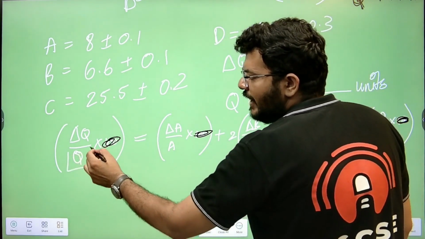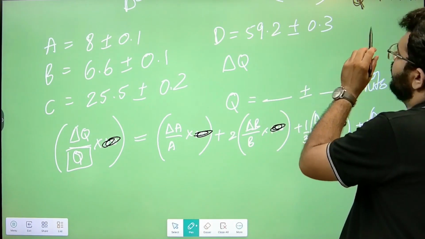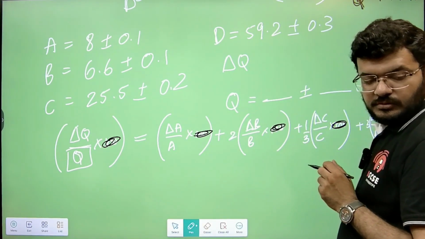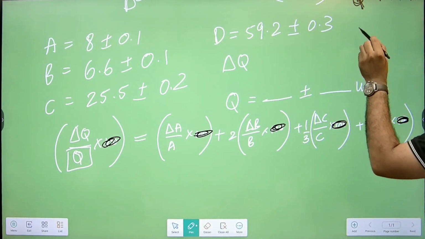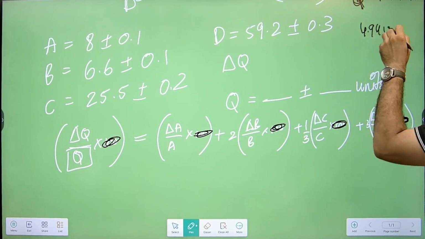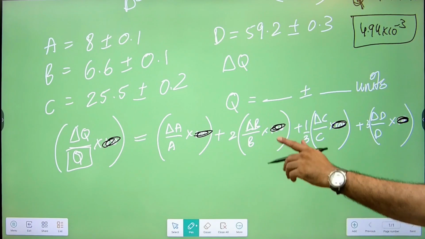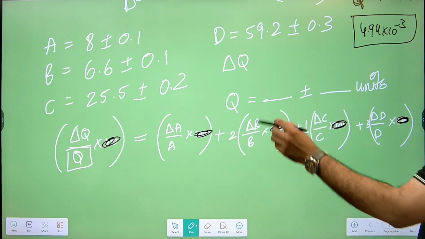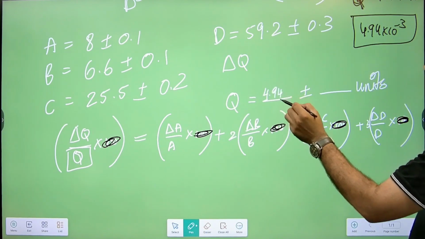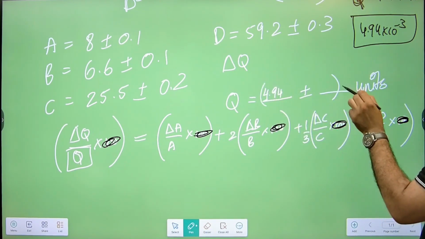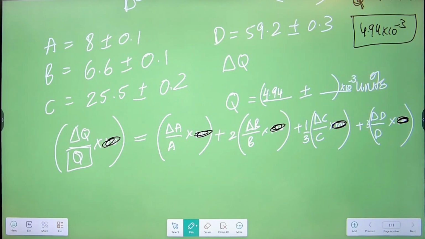You already know the value of Q, है ना? We've just found out the value of Q here, क्या था? 4.94 into 10 to the power minus 3 was your Q, right? So what you will do, delta Q find हो सकता है यहाँ से, है ना? So I will write 4.94 plus or minus whatever whole bracket into 10 to the power minus 3 units. दोनों के लिए लिखते हैं, जनरली ऐसा करना चाहिए, so it makes sense that they are similar units or whatever, है ना?